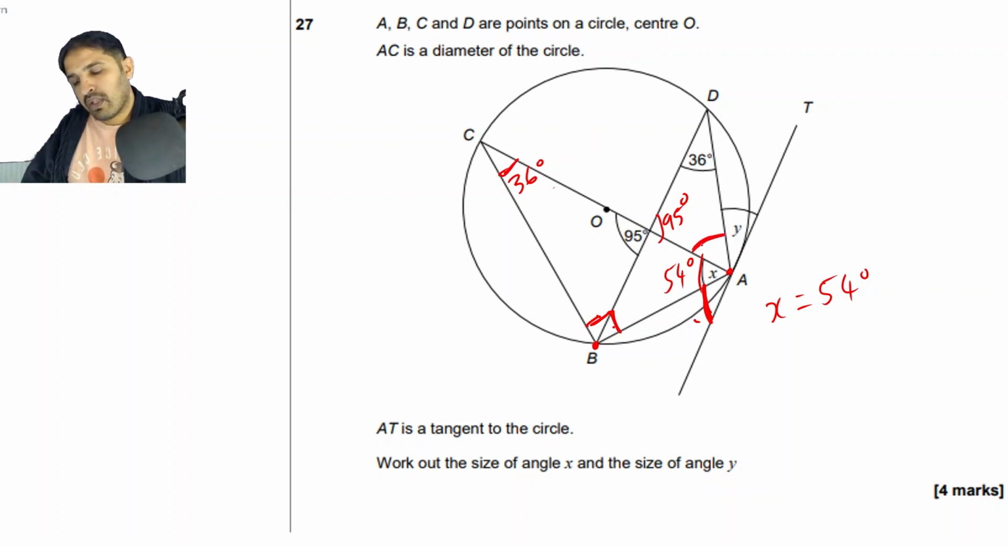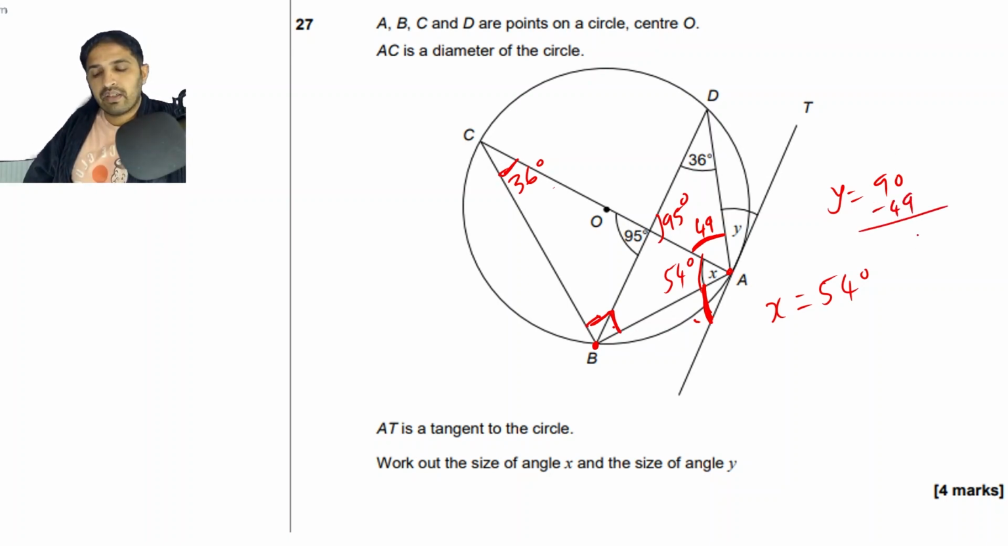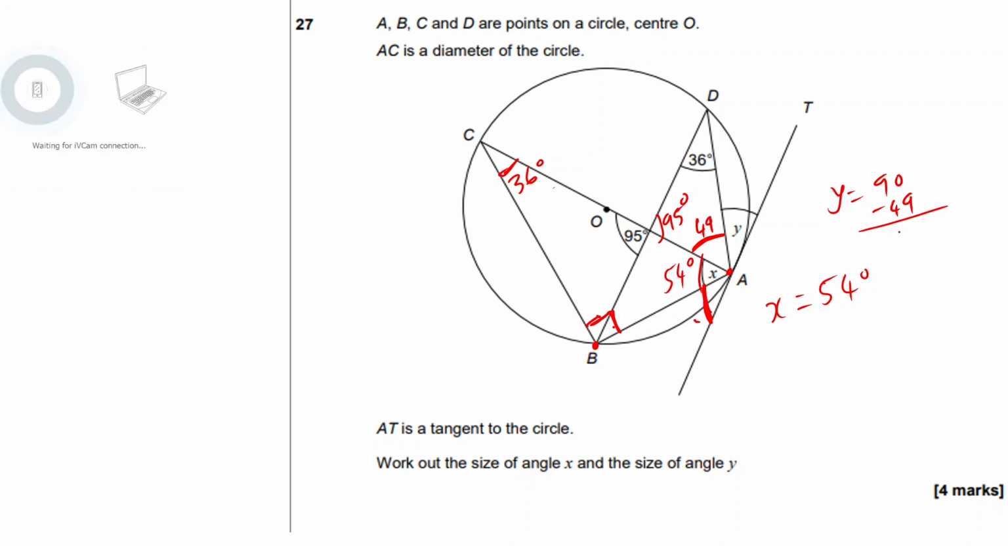And we know this is going to be a 90 degree angle, because the radius and the tangent make a 90 degree angle. So this is going to be 49. So Y is going to be 90 take away 49, and that's our final answer, which is 41 degrees. So Y is 41 degrees and X is 54.